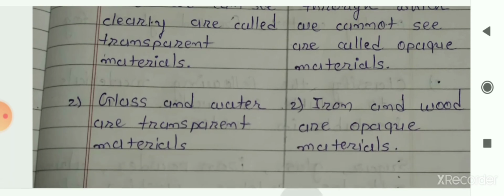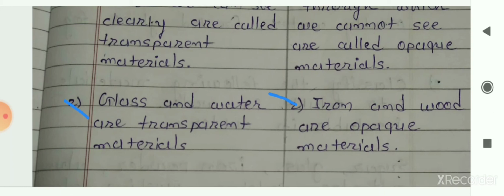In transparent materials, the examples are glass and water. So glass and water are the transparent materials. Whereas in the opaque materials, iron and wood are the opaque materials. So these are the differences between transparent materials and opaque materials.